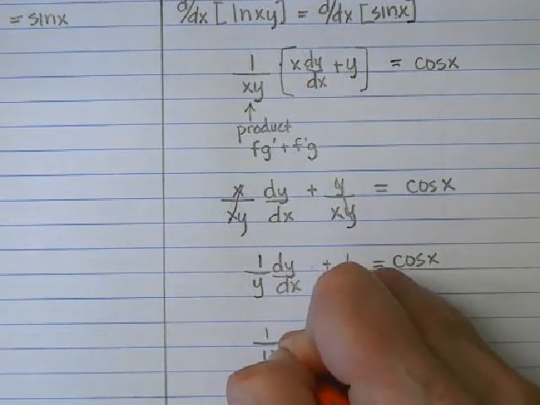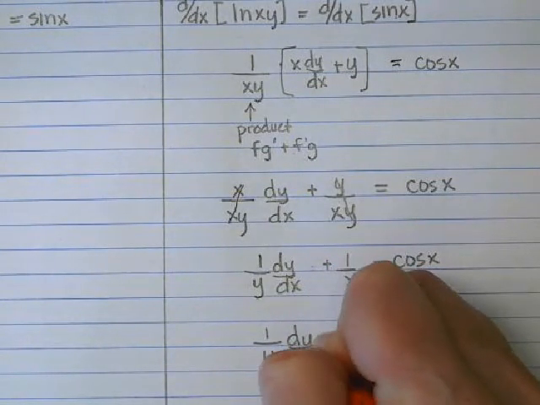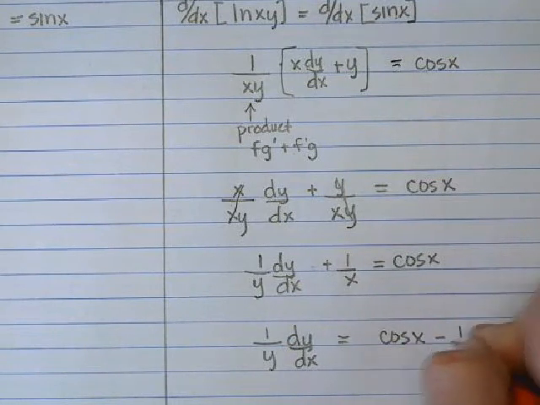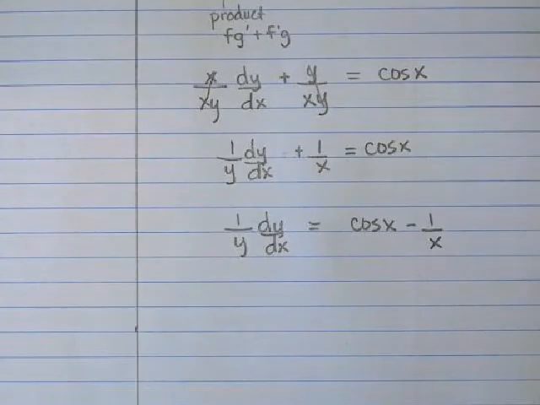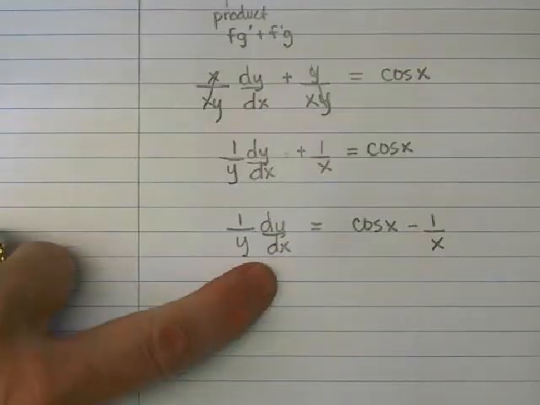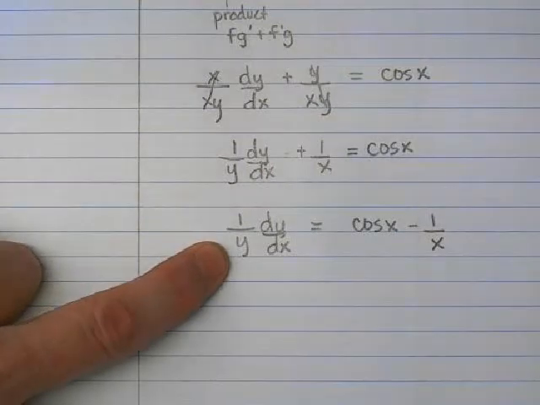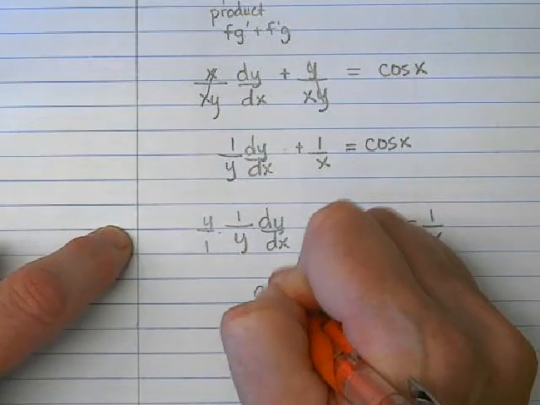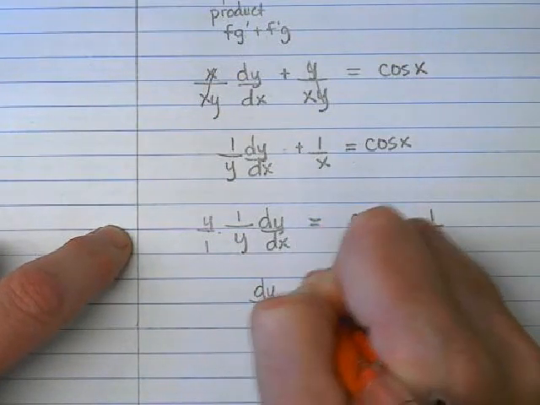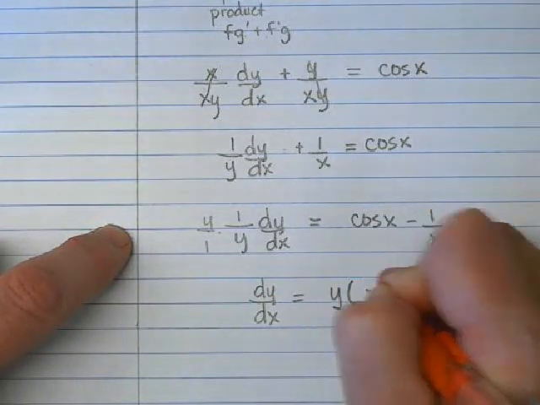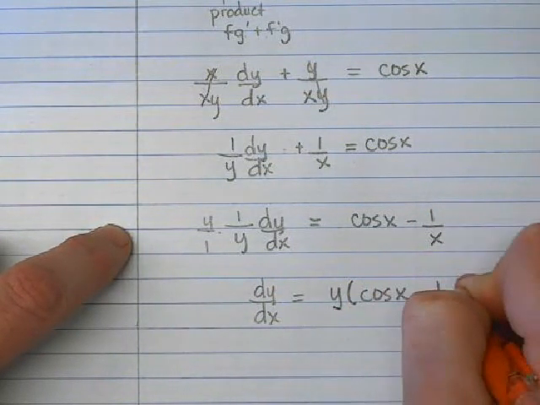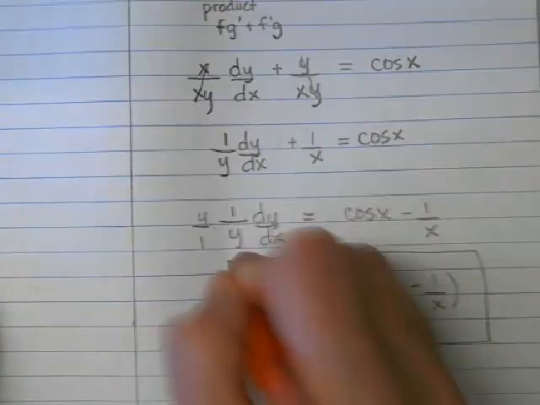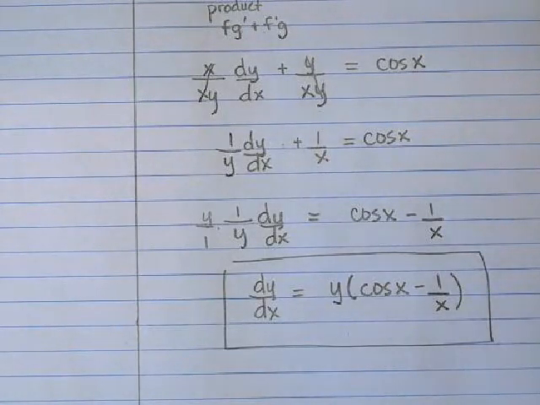Okay, 1 over y dy/dx is equal to cosine of x minus 1 over x. And then I want to get rid of that 1 over y. I'm just going to multiply by the reciprocal. Okay, so it's like I'm just doing that. So dy/dx is equal to y times the cosine of x minus 1 over x. And that is our answer. Okay, let me stop this one here.